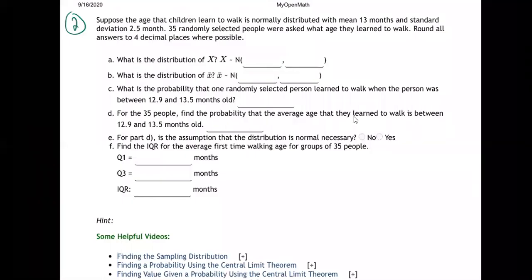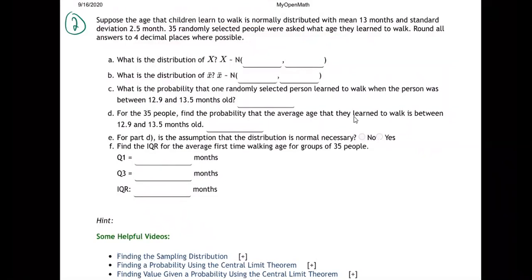So here we go. Here's number 2. Suppose that the age that children learn to walk is normally distributed, mean 13, standard deviation 2.5. 35 randomly selected people are asked what age. Round it to 4 places. All right. Here we go.